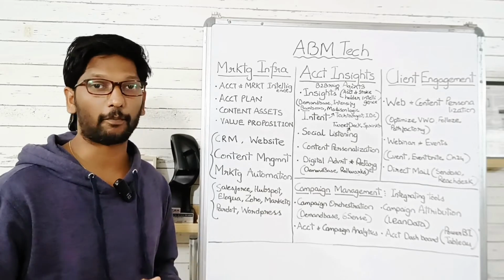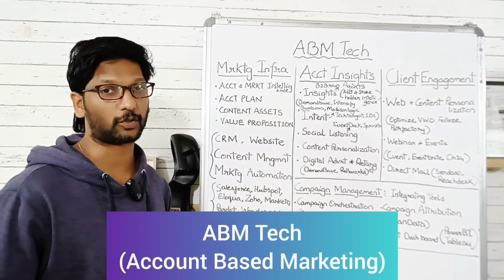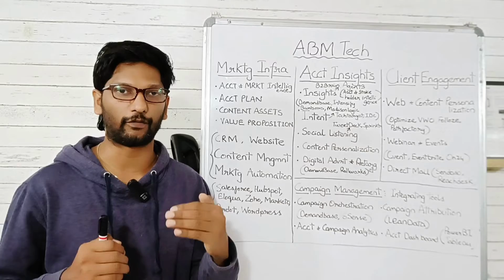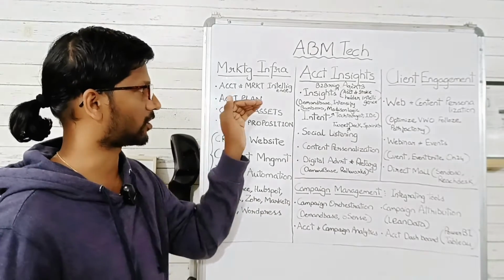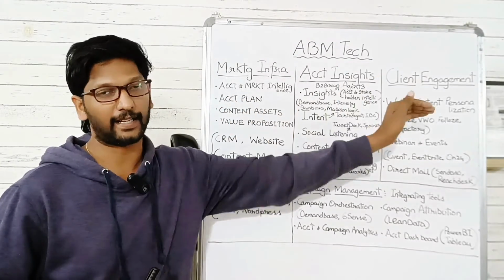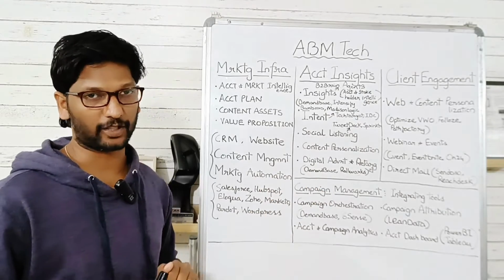Today we're going to talk about the ABM technological tools. We can bifurcate these tools into 4 sections: marketing infrastructure, account insights, client engagement, and campaign management.